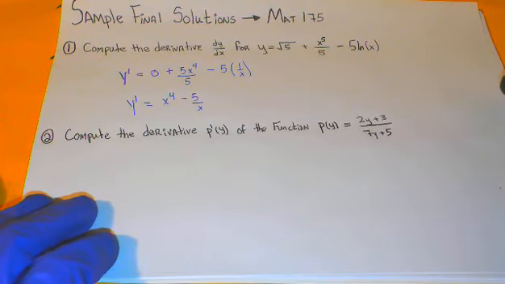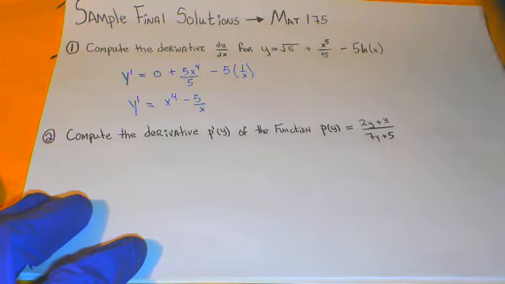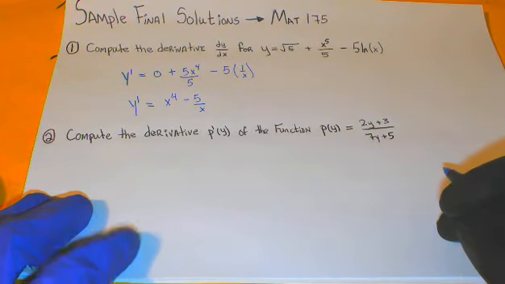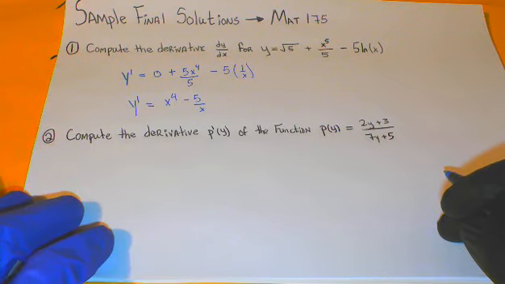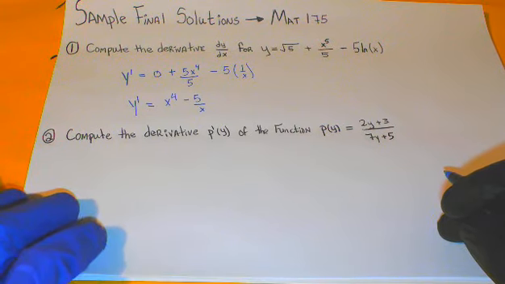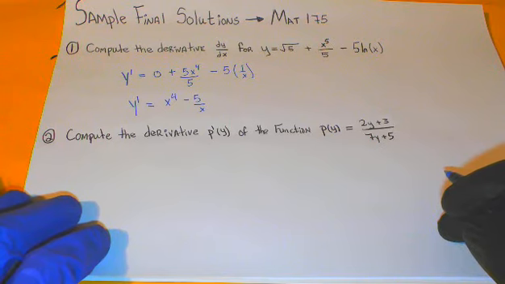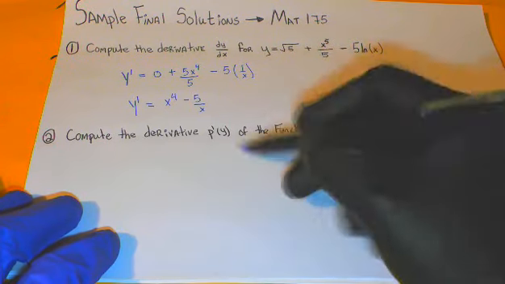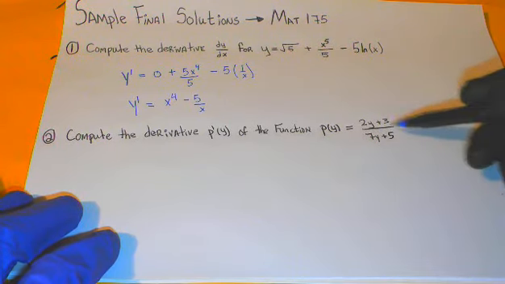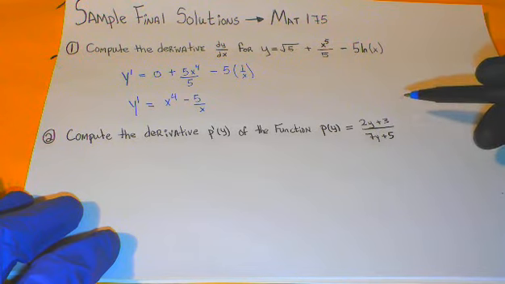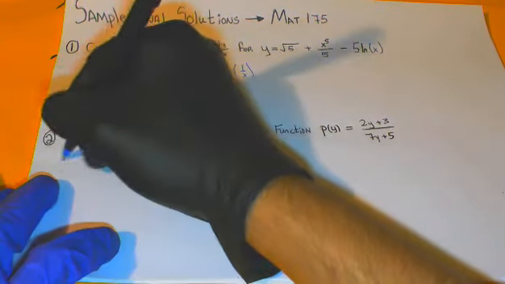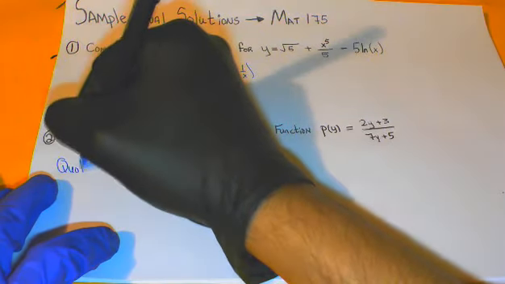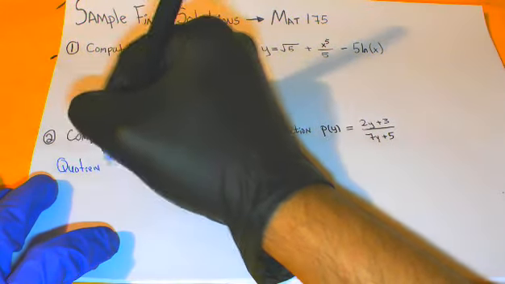Okay, on to problem number 2. It states compute the derivative p prime of y of the function p of y equals 2y plus 3 divided by 7y plus 5. So in this problem, because we want to find the derivative of your function p, you're going to need to use your quotient rule. So just recall that the quotient rule states the following.